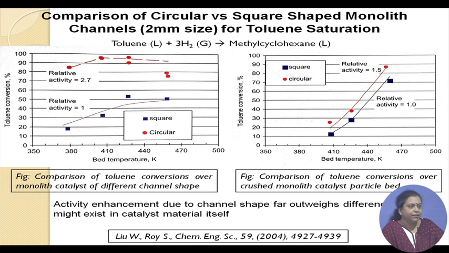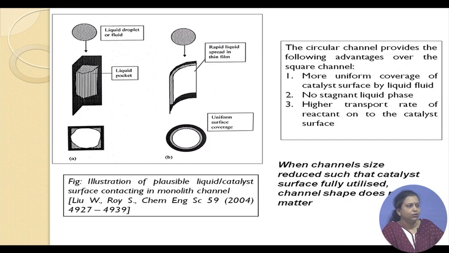And then they tried to investigate why such a situation occurs, and they found out that it primarily occurs because of the wetting characteristics of a circular and a square channel. They found out that for proper reaction to occur, the surface needs to be covered completely by a liquid film and gas should be diffusing in this particular film. Only when gas and liquid, both the reactants, are in contact with the catalyst does the reaction occur, and a faster rate of reaction occurs.